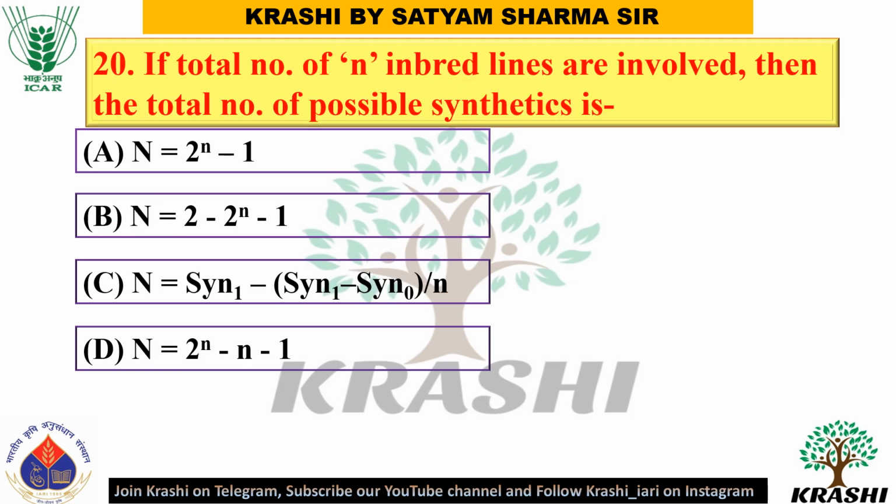Question number 20. If total number of n inbred lines are involved, then the total number of possible synthetics is, the correct answer is option D, 2 raised to power n minus 1.